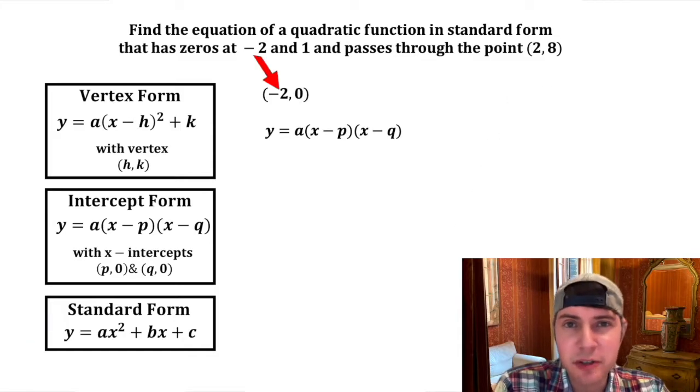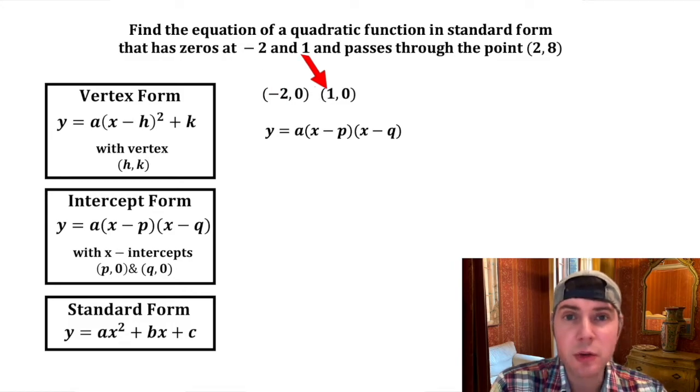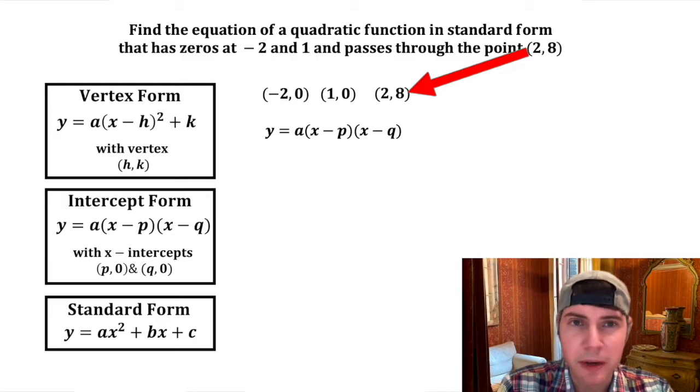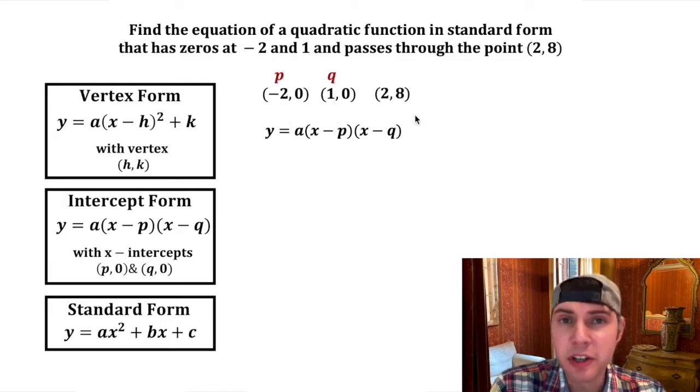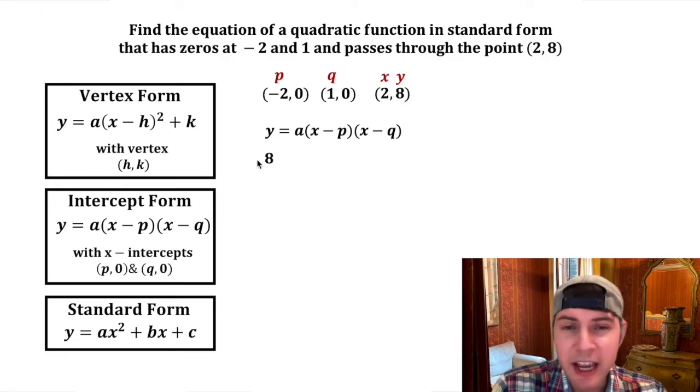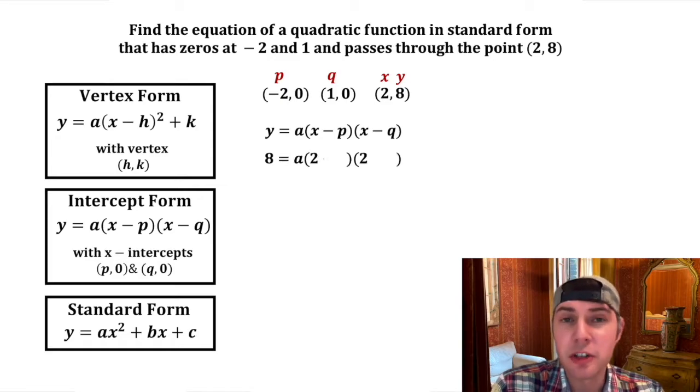So this -2 is essentially (-2, 0). This 1 is ultimately the point (1, 0), and then we can just bring down this point (2, 8). So the -2 is our p, and the 1 is our q. And then in order to solve for a, we can treat 2 as x and 8 as y. We'll plug in 8 for the y, leave a alone, plug in 2 for both x's, plug in 2 for the p, and 1 for the q.